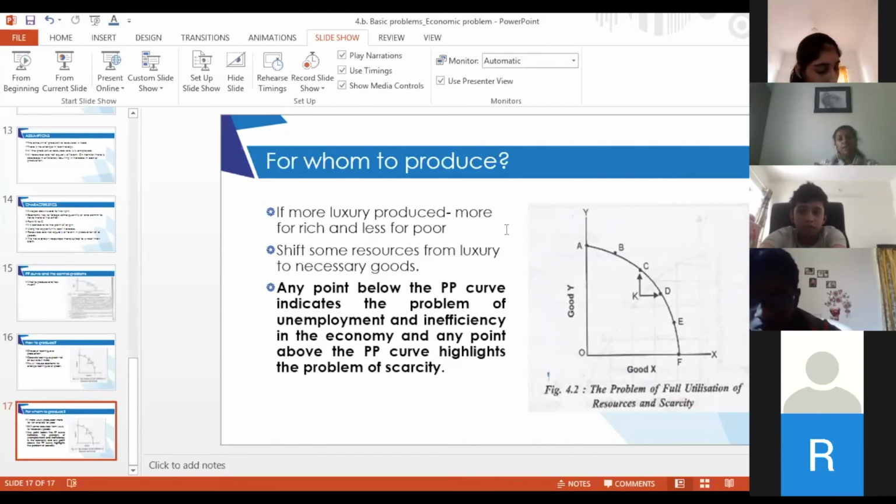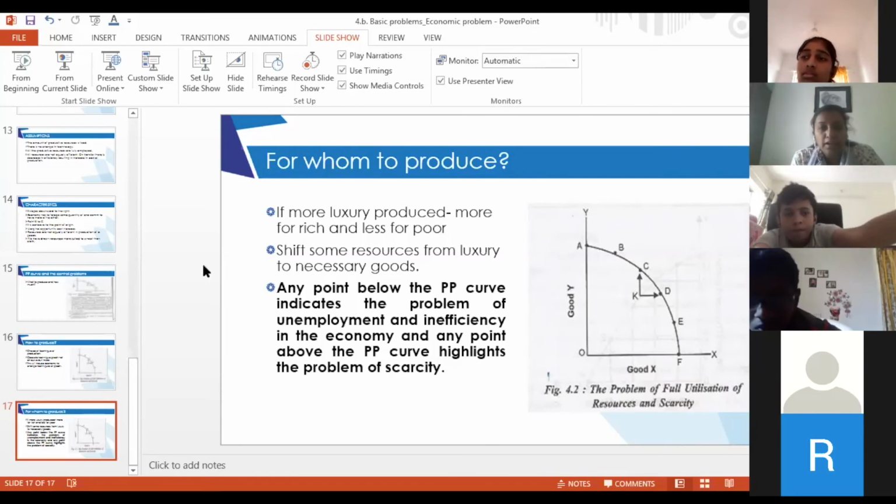You are producing the maximum of necessities and nothing of luxuries, right? So you have to adjust yourself somewhere and balance it on the curve itself, that this much of luxury and this much of necessities. That will be a decision taken by the government if it is a mixed economy, or even if it is a socialist economy. If more luxury is produced, more for the rich will be produced and less for the poor. So shift resources from luxury to necessities. You can decide from the PP curve where you have to shift.